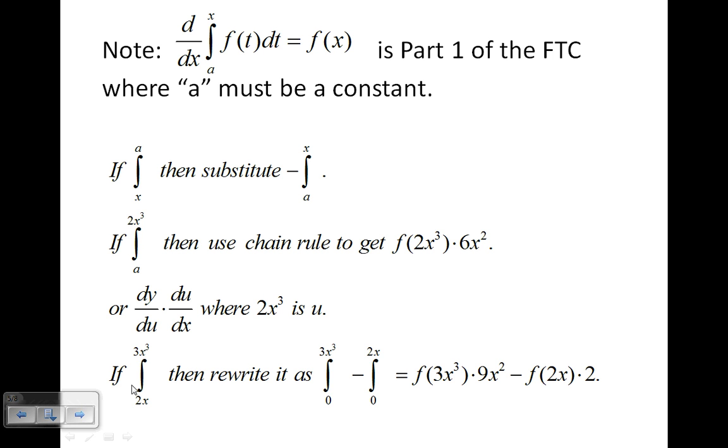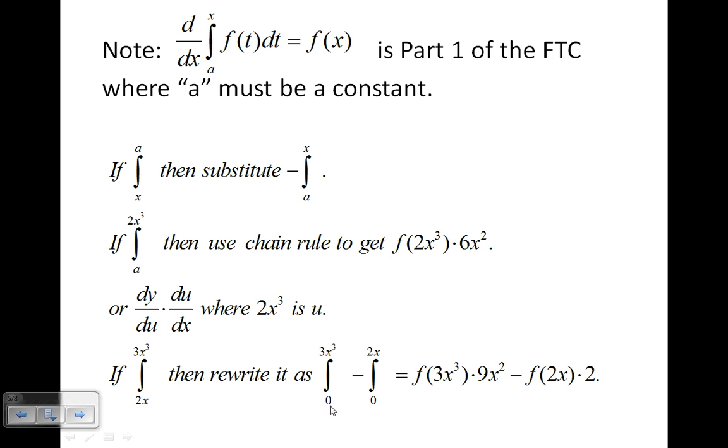So the last case here is the most complicated of all. So let's say on the bottom here, you don't even have a constant there. Instead, you've got something with your variable on the bottom and something with your variable on top. So again, you're going to have to kind of think about this as area under the curve between this value and this value on the x-axis. So hopefully this is going to make sense.